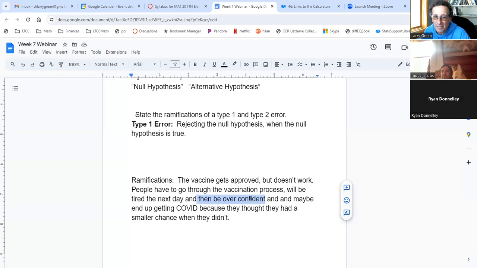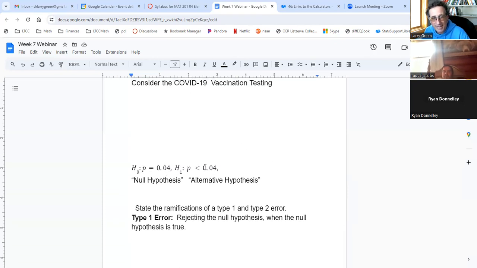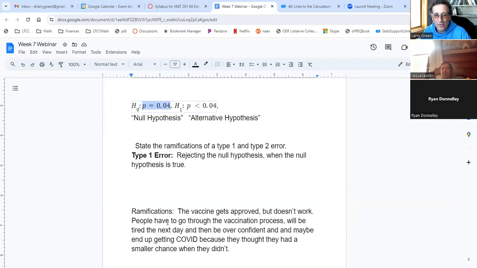Sounds wonderful, except I did that because I felt like there was a much smaller chance of getting COVID. But if it turned out I had a type 1 error, or they had a type 1 error, that means I didn't have a smaller chance of getting COVID. So I'd go through this misery the next day, and there's a decent chance that I would actually get it and maybe give it to my whole family. I don't want to hurt my family. Hopefully you don't want to hurt your family either. So that would have been terrible if it was a type 1 error. Do you see that? It would have been bad.